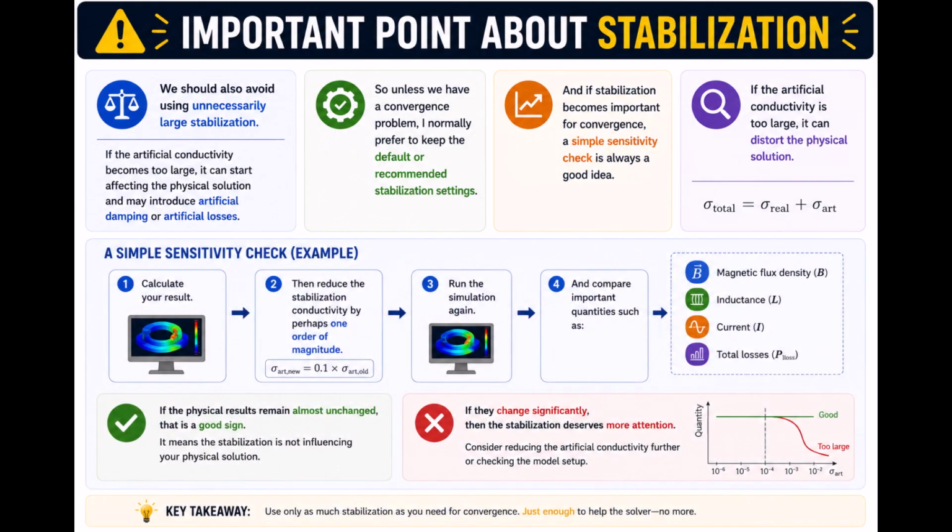For example, calculate your result, then reduce the stabilization conductivity by perhaps 1 order of magnitude, run the simulation again, and compare important quantities such as magnetic flux density, inductance, current, and total losses. If the physical results remain almost unchanged, that is a good sign. If they change significantly, then the stabilization deserves more attention.